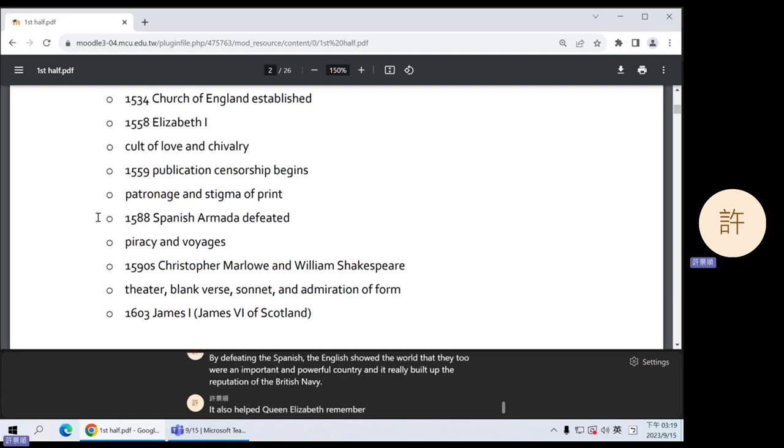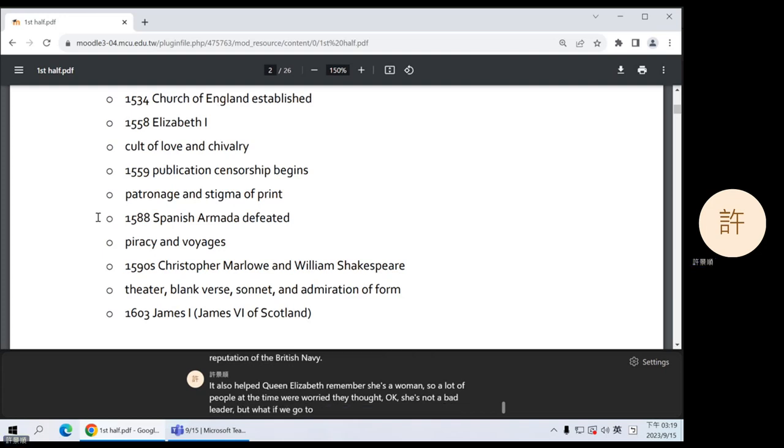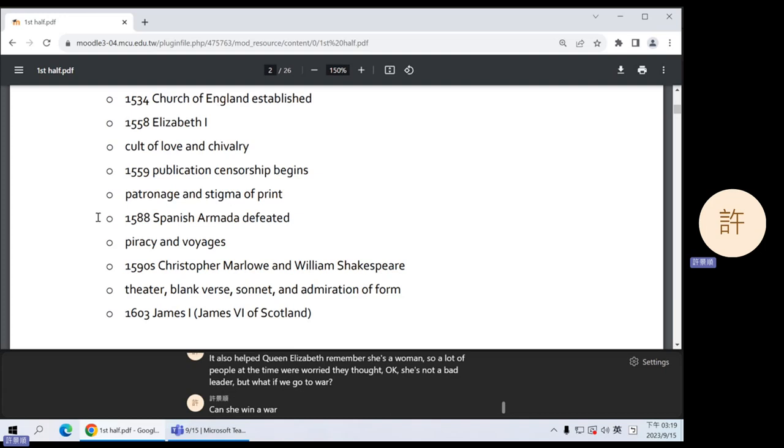Remember, she's a woman. So a lot of people at the time were worried. They thought, okay, she's not a bad leader, but what if we go to war? Can she win a war for us? And this showed the country that she can.